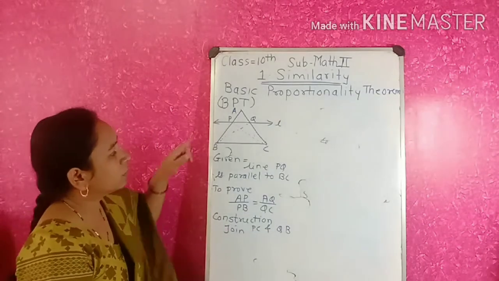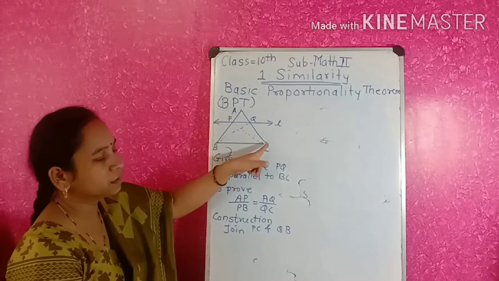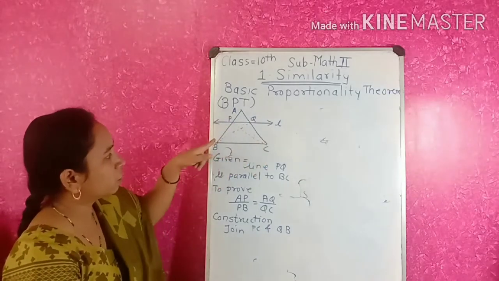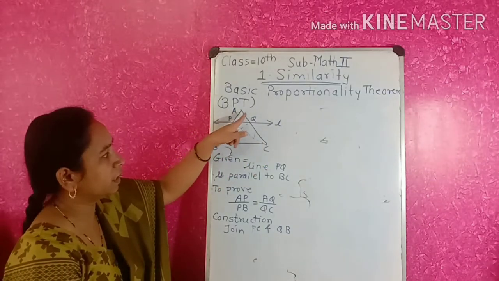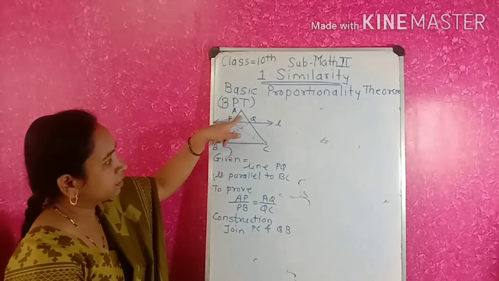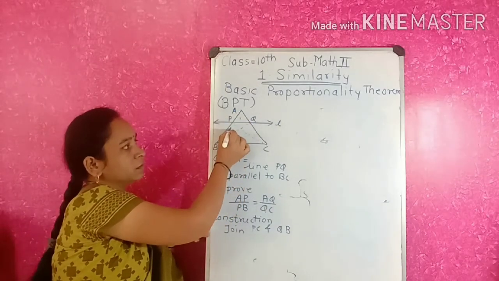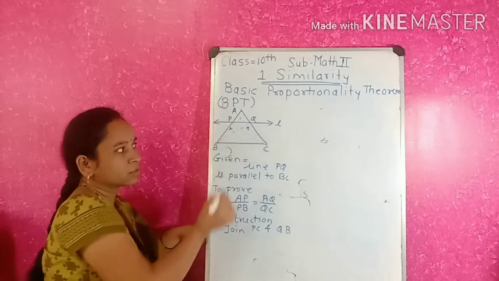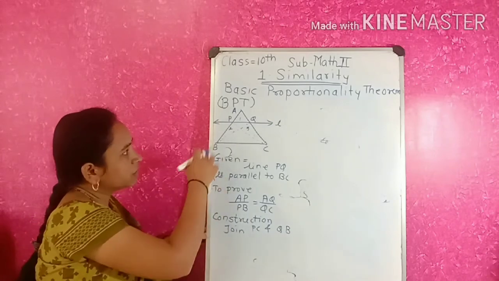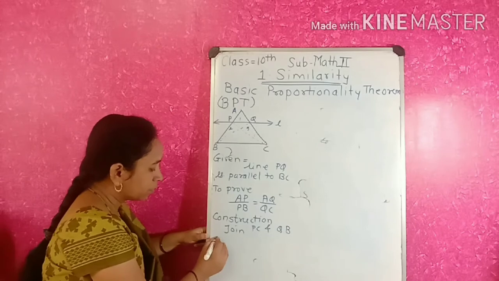Students, if you observe, if I join PC, I'll get a triangle APC. If I join QB, I'll get another triangle AQB. And then APQ. That means here I'll get three triangles: one, second, and this one is the third one. So this theorem we can prove in three steps. So here, proof.